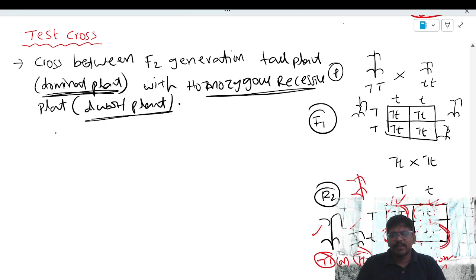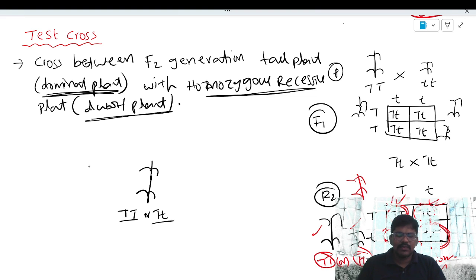Based on the type of trait that we use in the monohybrid cross, the dominant characters are different. One example: this is the tall plant, and we have to know its genotype. The tall plant contains genotype either capital T capital T or capital T small t. Based on the result we get after the crossing, we can get an idea of the genotype of the tall plant. There are two possibilities for the tall plant: homozygous dominant or heterozygous dominant.